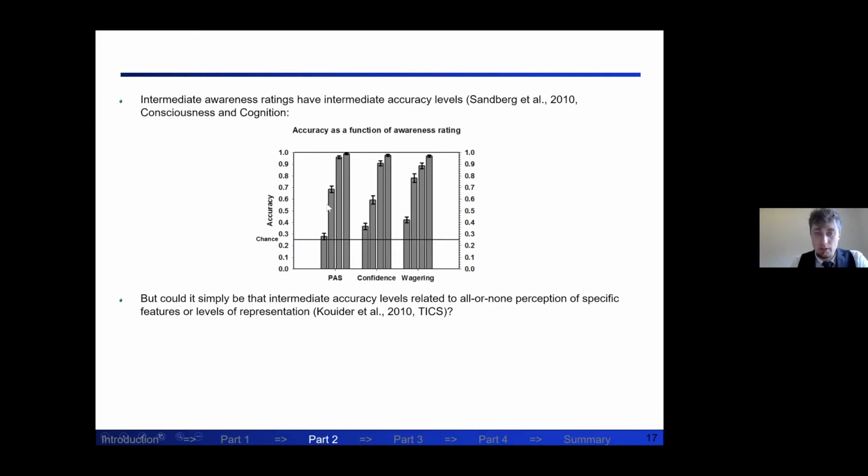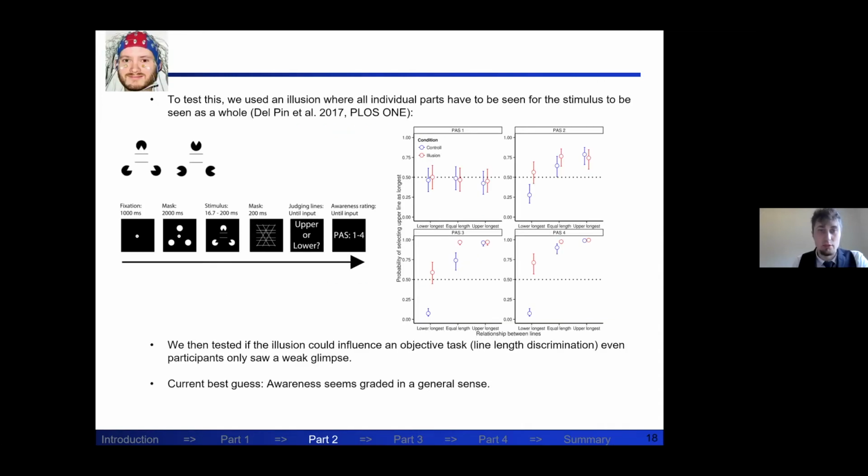So they're saying that maybe that is how it is graded, that you have all or none perception of different levels of representation. So we tried to get at this. I don't know if we're completely successful yet, but our first and best guess so far is by Simon Delpin, published in 2017. He wanted to create a stimulus where you have to have all the parts before it's meaningfully there.